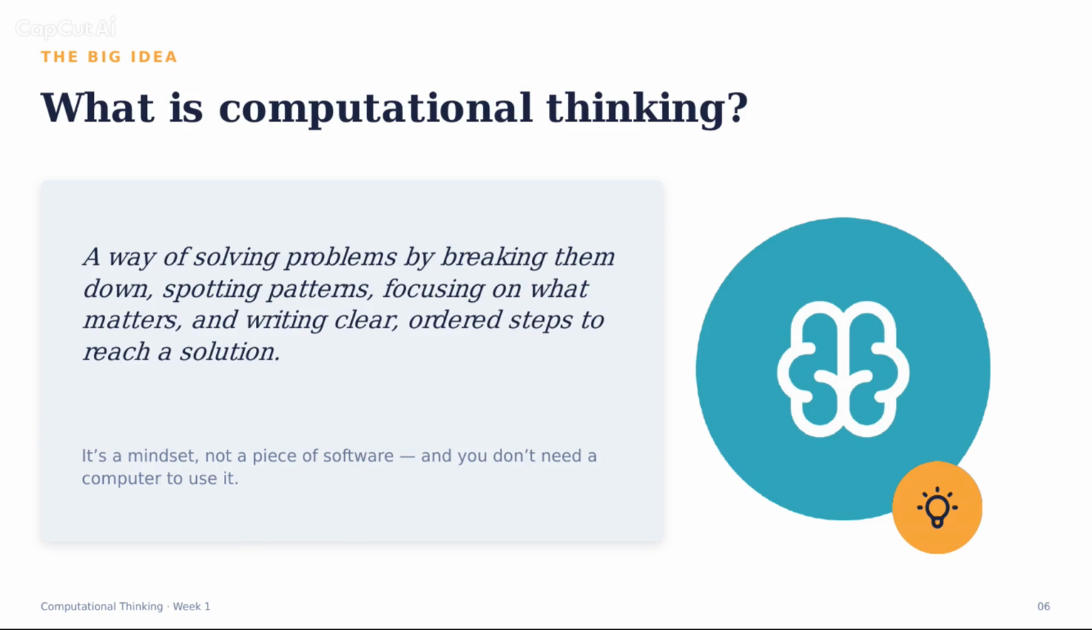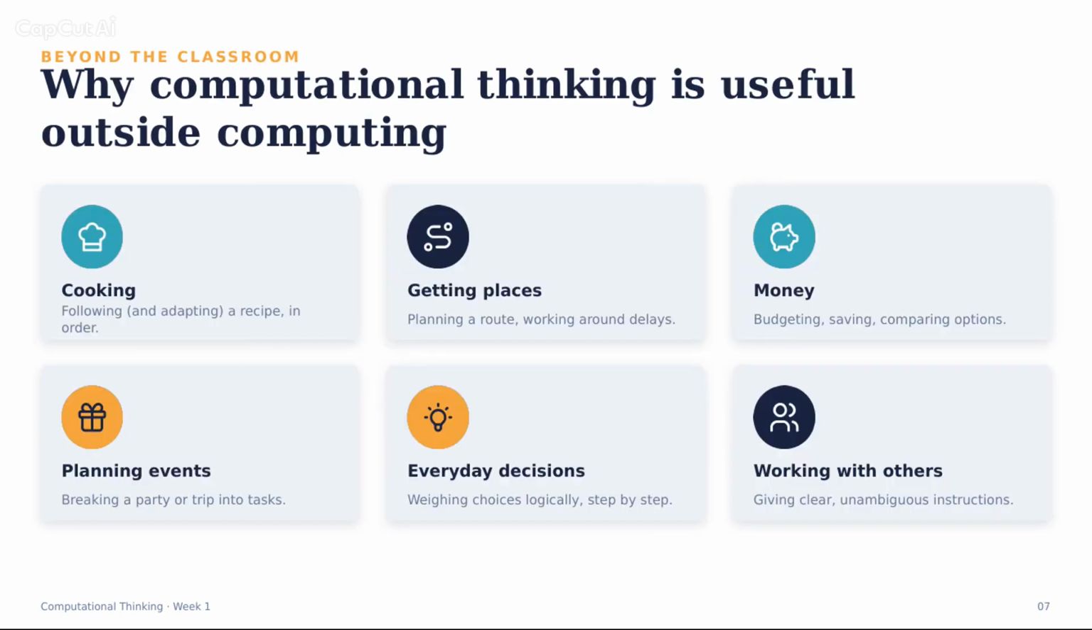Here's the definition. Computational thinking is a way of solving problems by breaking them down, spotting patterns, focusing on what actually matters, and writing clear, ordered steps to reach a solution. Notice what's missing from that sentence. The word computer. That's on purpose. This is a mindset, not a piece of software. You don't need a laptop to think computationally.